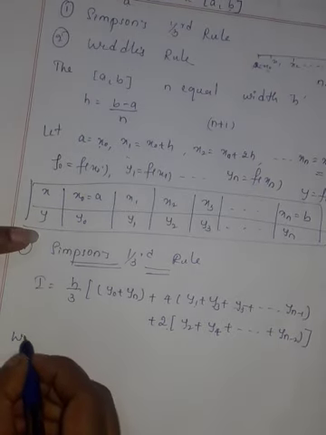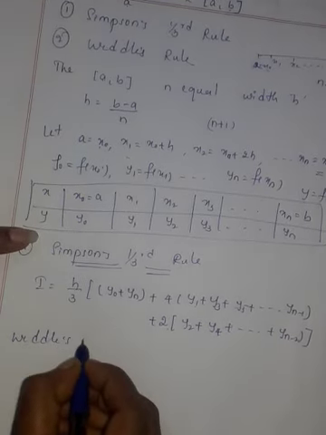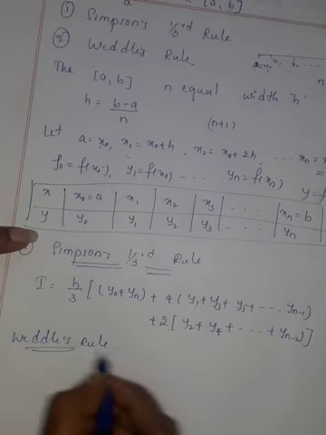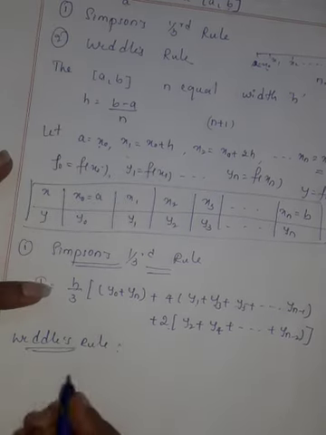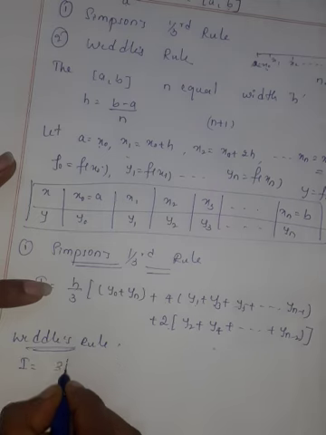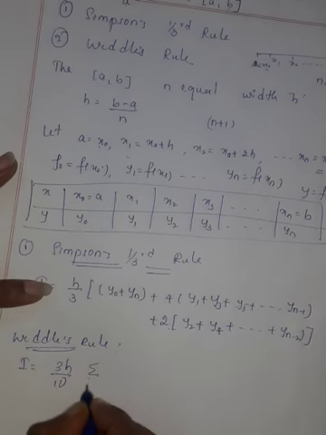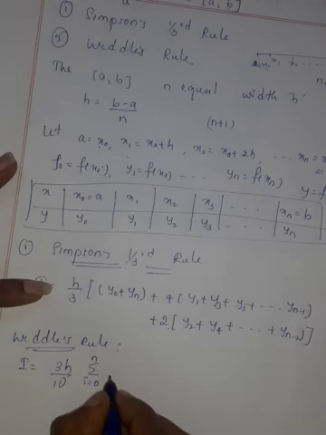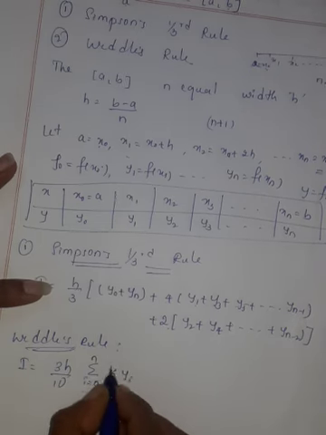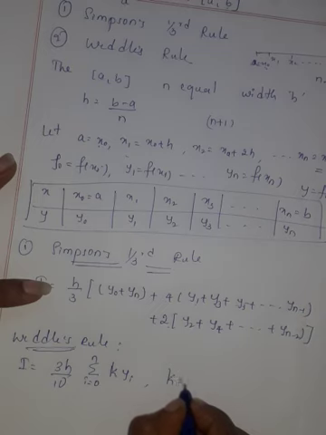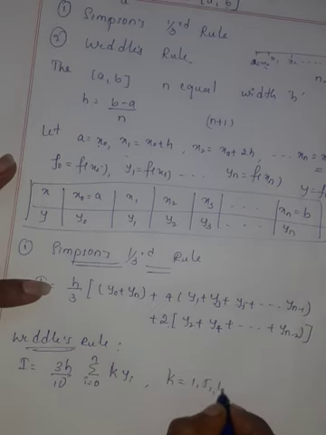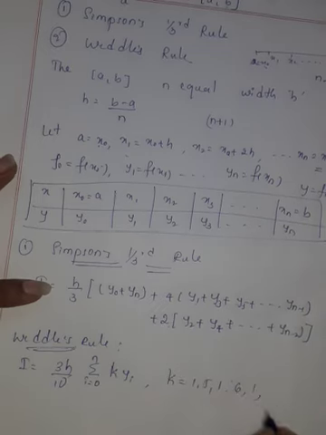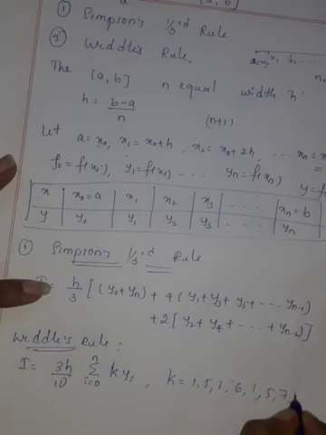Similarly, Weddle's rule is given as follows. The formula for Weddle's rule is I is equal to 3h by 10 into the summation of i goes from 0 to n of k into yi. This k is nothing but 1, 5, 1, 6, 1, 5, 7, 5, 1, 6 and so on.